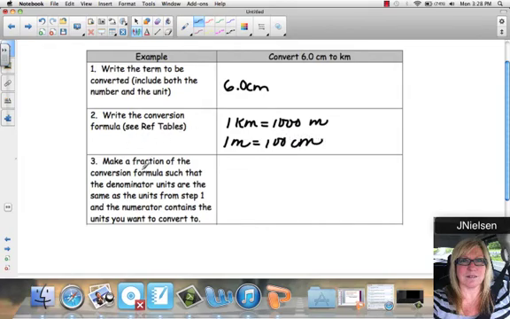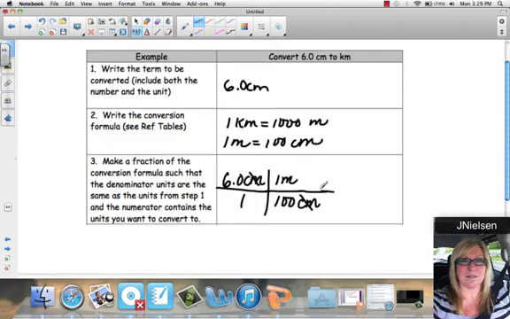Now we're going to make a fraction of the conversion factor such that the denominator units are the same as the units from step 1, and the numerator contains the units you want to convert to. So I'm going to bring down 6 centimeters here, and we're going to put that over 1. Now, in order to cancel centimeters, I need centimeters to be in the bottom. We know that 1 meter is equivalent to 100 centimeters. If I write 1 meter on top and 100 centimeters in the bottom, then my centimeters cancel. But now I'm left with meters in the numerator. That's not what I want to get to.